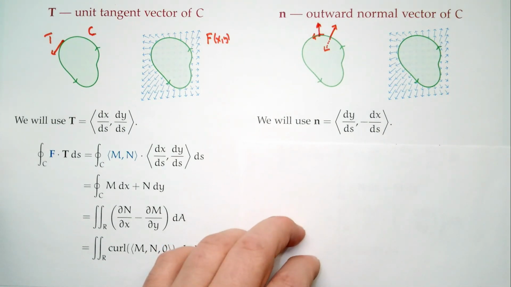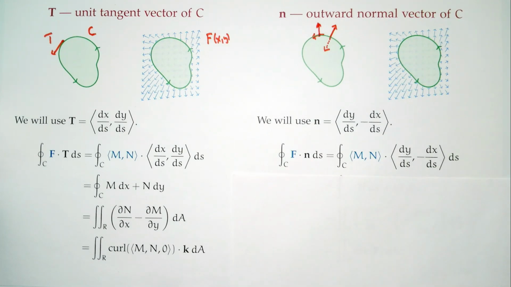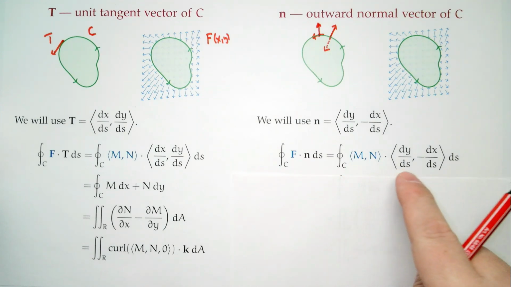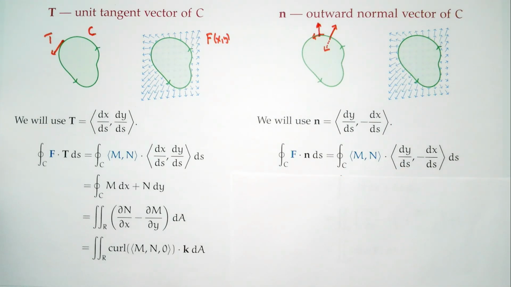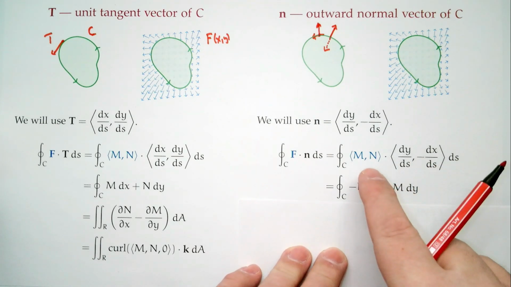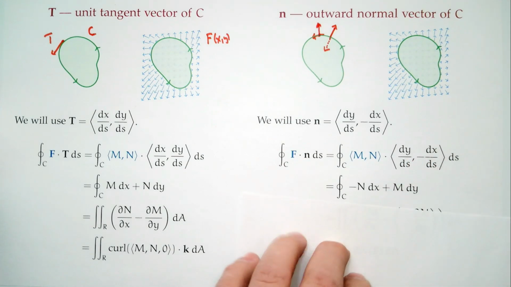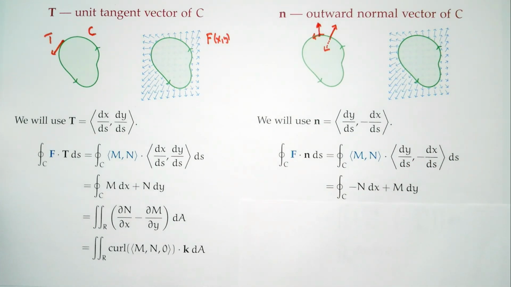All right, well, now what do we have? The integral on the curve of f dot n is going to be the integral on the curve of (M, N) dot (dy/ds, negative dx/ds). No big surprise. And if we multiply this out, we'll get M dy minus N dx. Now, here's the tricky part. We've got to do Green's theorem, but just be really careful.